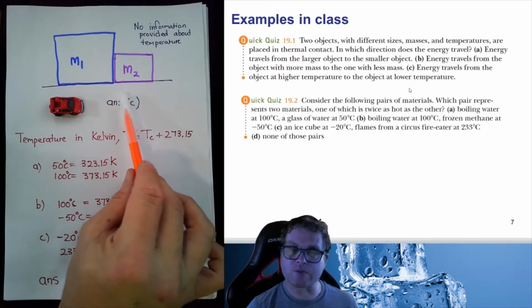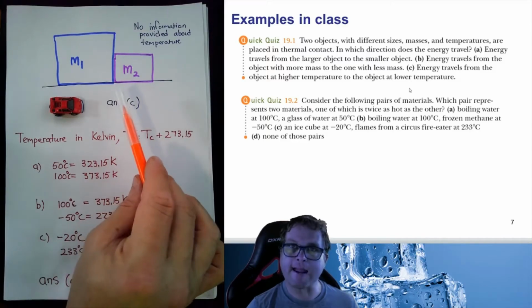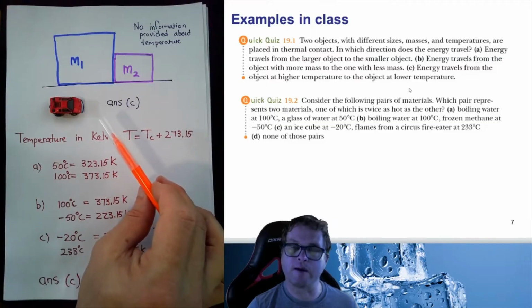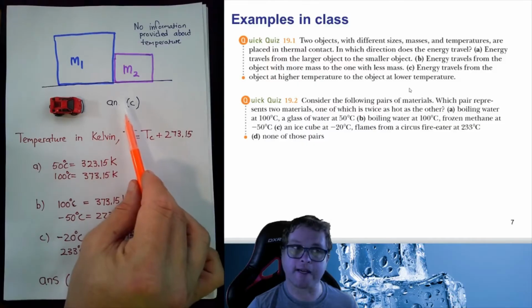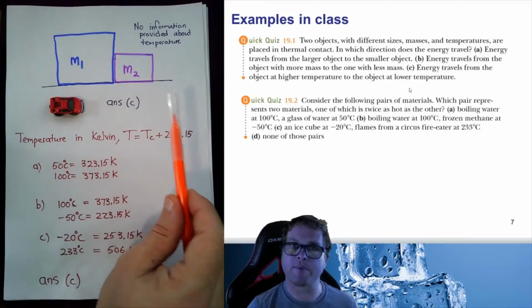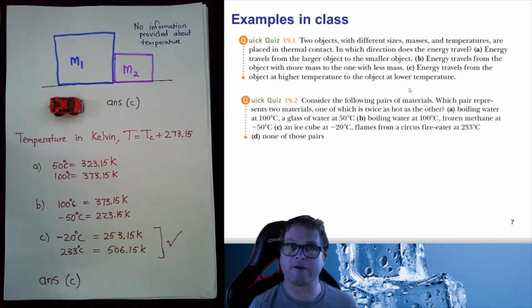What we need to realize with this problem is that, as time goes by, the two objects will reach thermal equilibrium. Thermal equilibrium means we'll no longer have a transfer of energy, and once it is reached, the two objects will be at the same temperature. So for the two objects to reach thermal equilibrium and be at the same temperature at the end, energy must travel from the object with higher temperature to the object with lower temperature, and the solution is C.